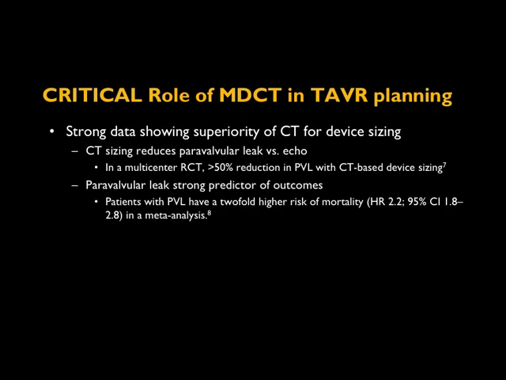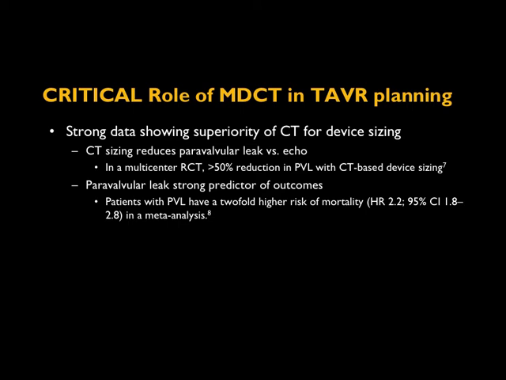So how did CT become so important in TAVR? Well, the initial trials used echocardiography for valve sizing. And it turned out that using echocardiography for valve sizing resulted in a problem called paravalvular leak. And basically what that means is that the device itself is a little too small for the aortic annulus, and there's a gap between the edges of the device and the aortic annulus. And that gap allows leakage of blood around the device, basically aortic regurgitation. So it's known as paravalvular leak or paravalvular regurgitation.